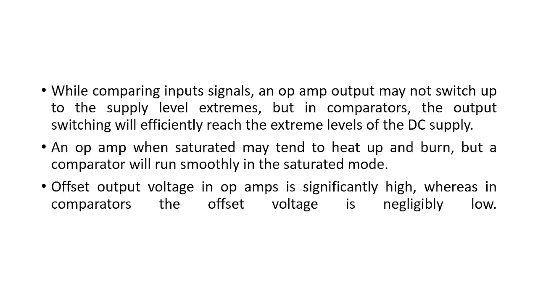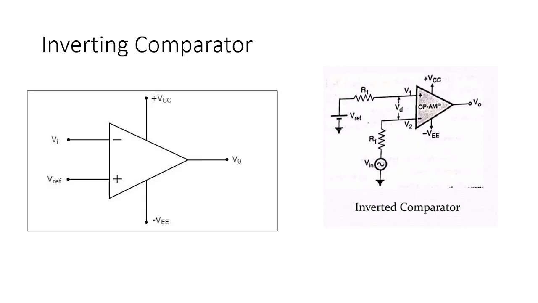While comparing input signals, an operational amplifier output may not switch up to the supply level extremes, but in a comparator, the output switching will efficiently reach the extreme levels of the DC supply. An op-amp, when saturated, may tend to heat up and burn, but a comparator will run smoothly in the saturated mode. Offset output voltage in operational amplifiers is significantly high, whereas in comparators, the offset voltage is negligibly low.